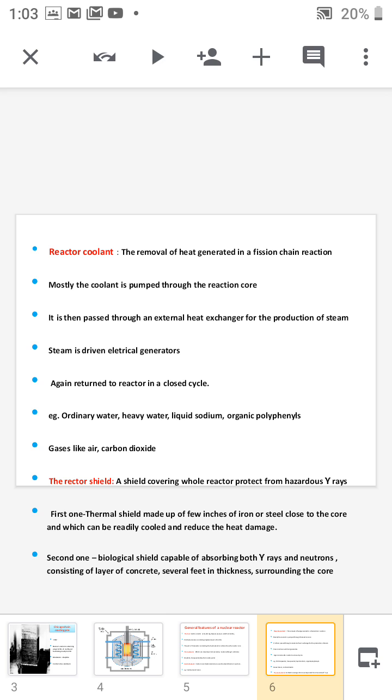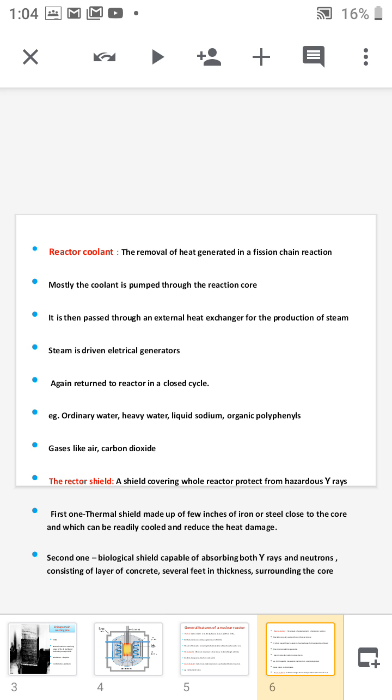Mostly we are using water as the coolant, and the coolant is pumped through the reactor core and then passed through an external heat exchanger for the production of steam. And this steam is used for the production of electricity. And again this water is returned into the reactor in a closed cycle. We are using ordinary water, heavy water, liquid sodium, or organic polyphenol as a liquid coolant, and we can also use gas coolants like air or carbon dioxide.